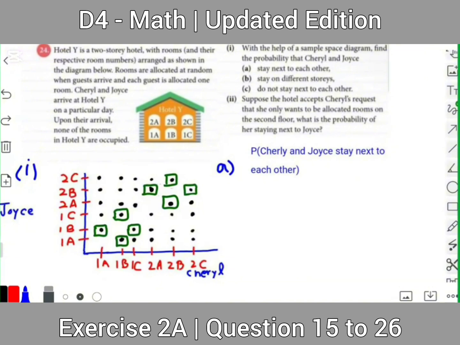that show Chiral and Joyce stay next to each other, for instance, we have 1A and 1B, 1B and 1A. Similarly, 1B and 1C, 1C and 1B. Here the possible number of outcomes is 8, and the total number of outcomes is 30. And after simplification, it will give us 4 over 15. So the probability that Chiral and Joyce stay next to each other is equal to 4 over 15.